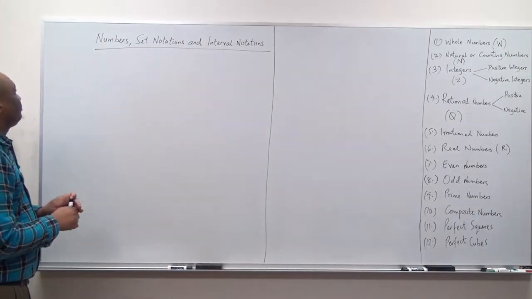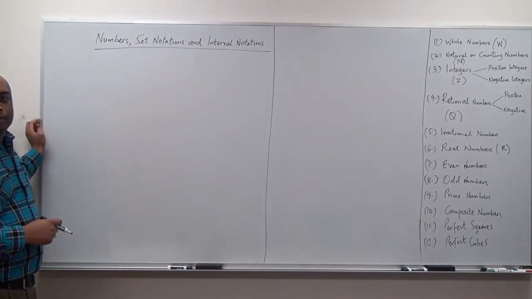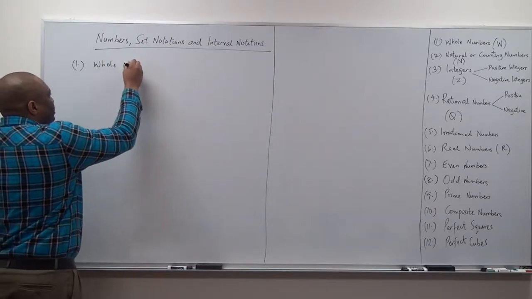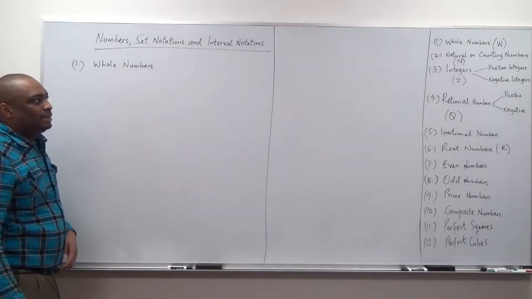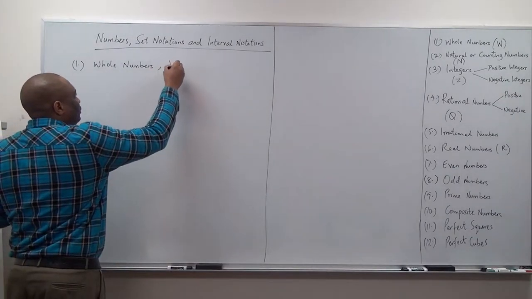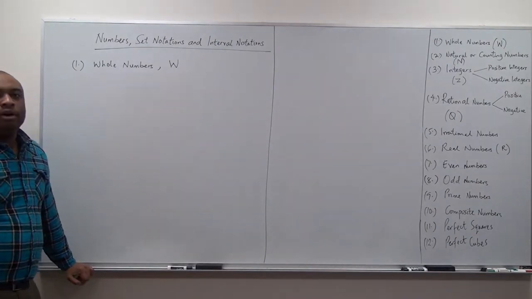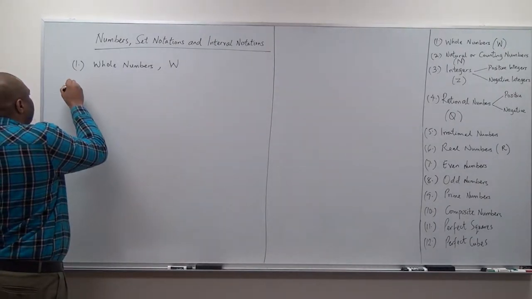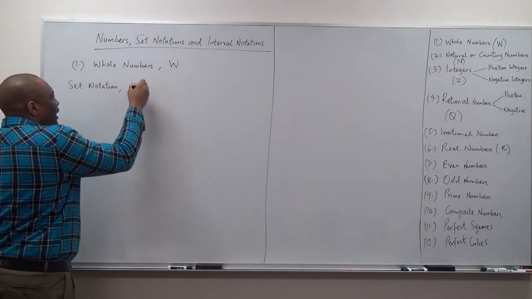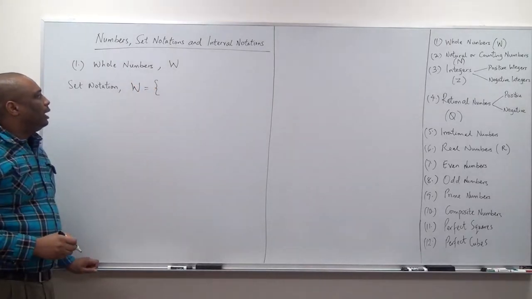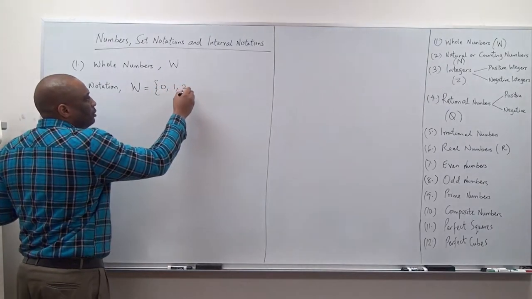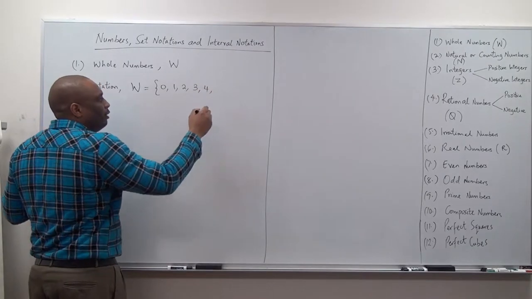All right, let's begin. The first number that we are going to be looking at is the whole numbers. The whole numbers can be represented by the letter W. And whole numbers in set notation, we say that whole number is the set of 0, 1, 2, 3, 4.